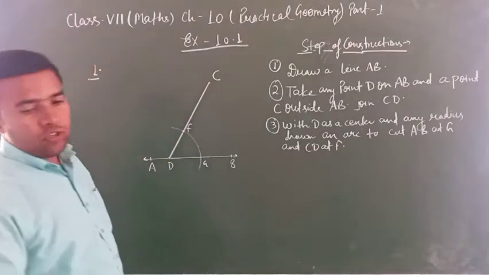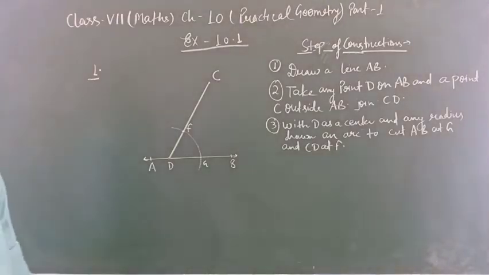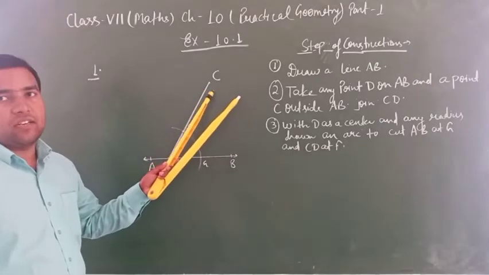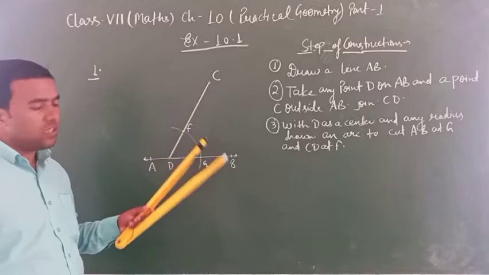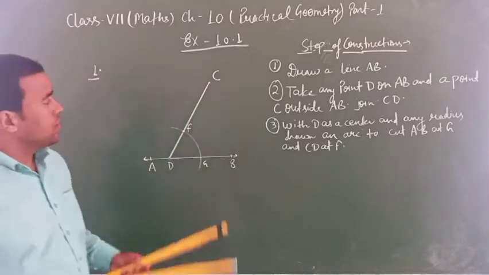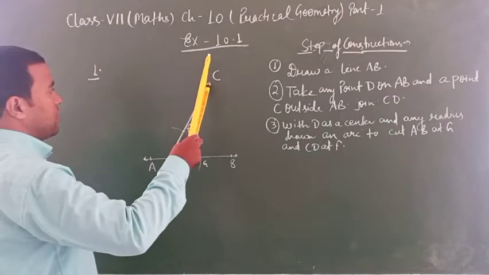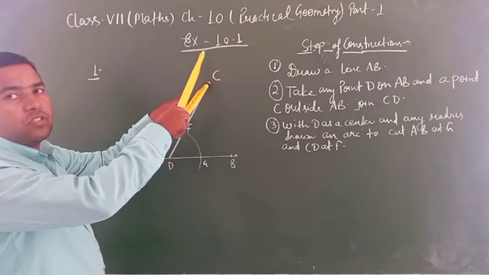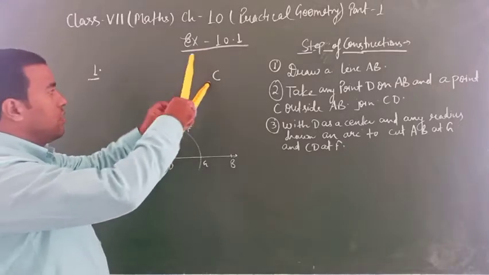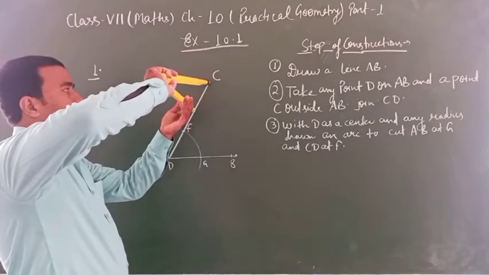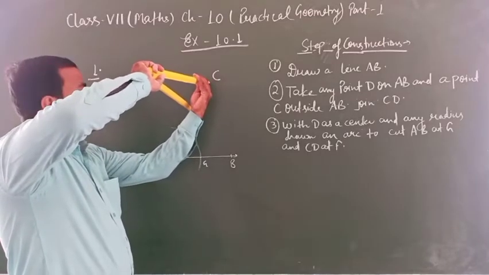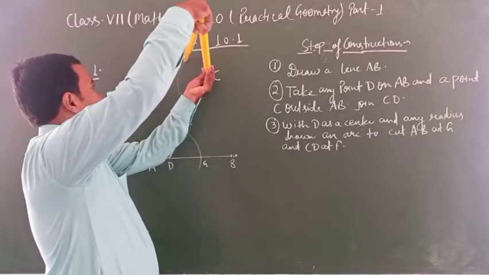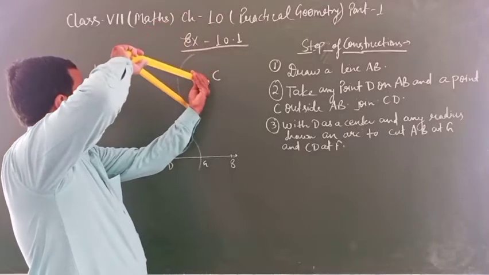Okay? Now next step: with C as a center. Same process. Whatever you have done here, that process you will follow. After that, take any radius and make one arc like this. Clear?